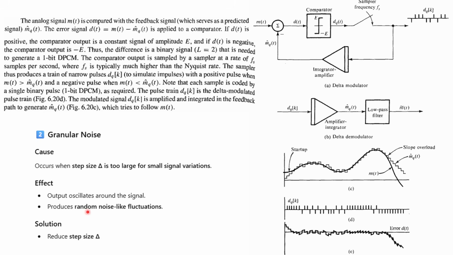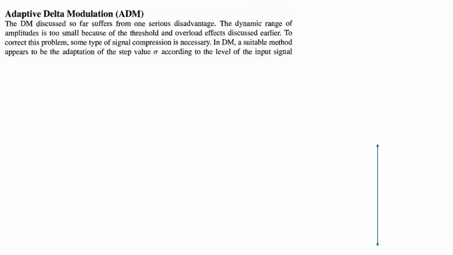Now, if you want to fix these problems, granular noise you can fix if the step size is very small. But again, if your step size is very small, in that case slope overload distortion will be very high. And if you keep a higher value of your delta, the step size, in that case slope overload noise will be less, but granular noise will be high, right? So we have to optimize. So how can we solve this?